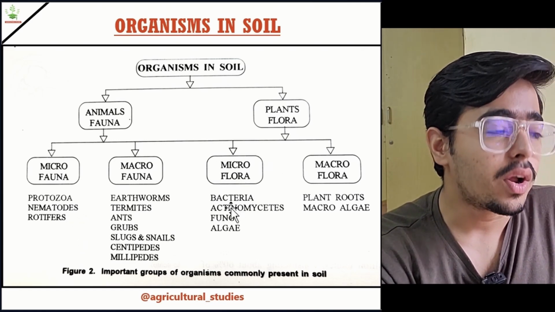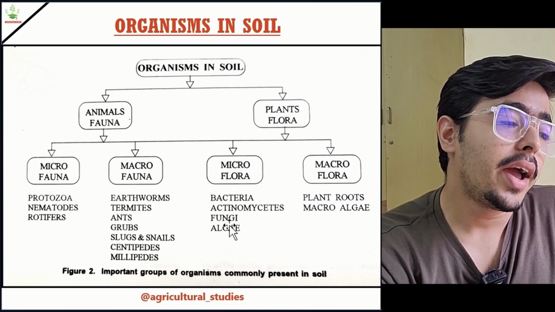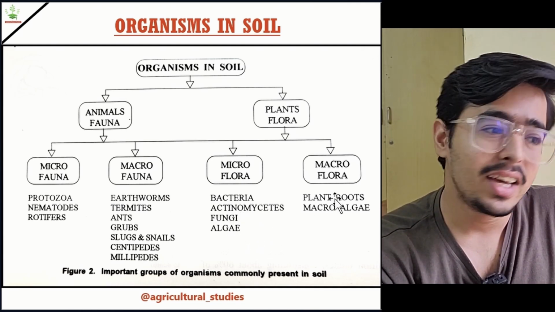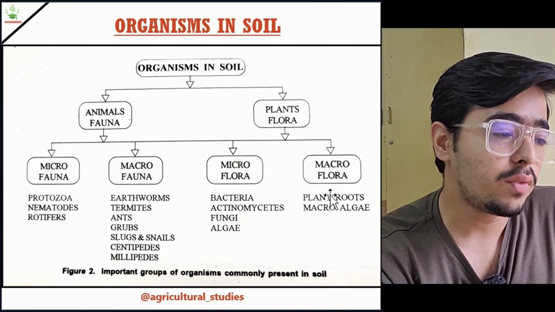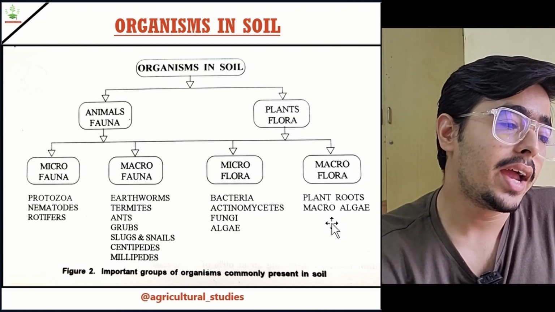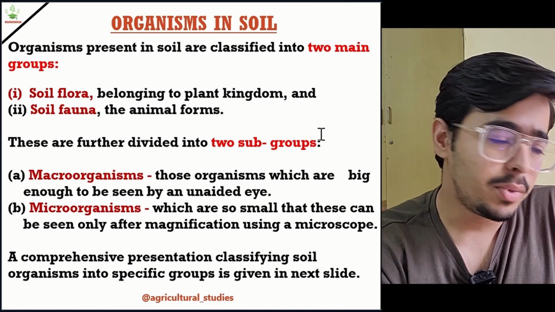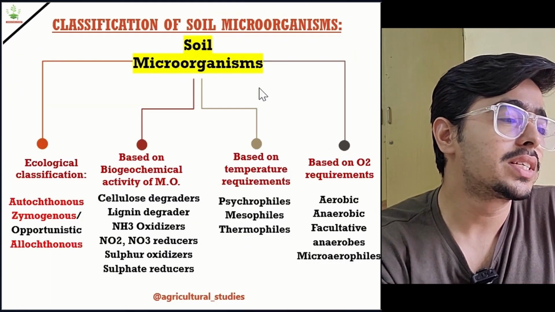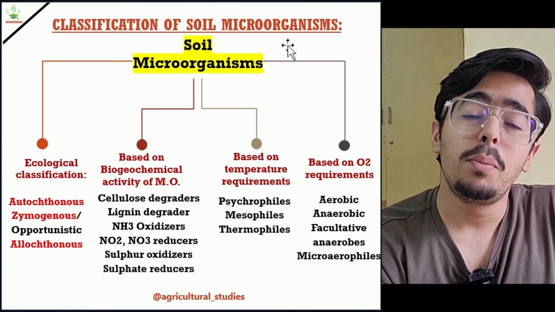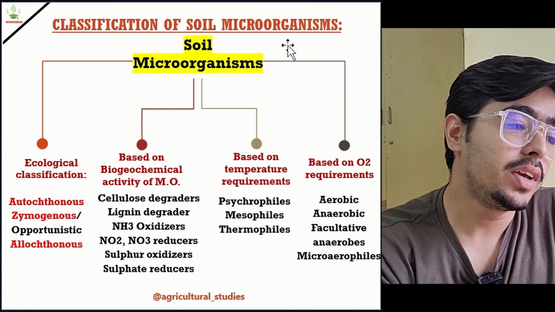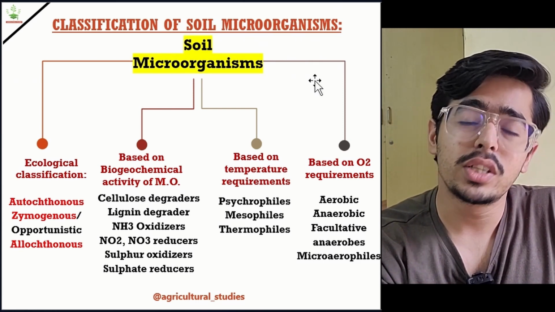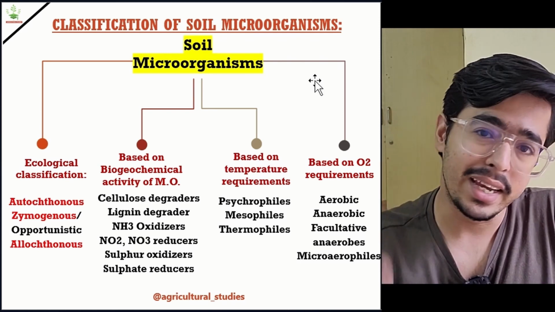Whereas in the microflora, there are bacteria, actinomycetes, fungi, and algae. And in macroflora, there are plant roots and macroalgae. This is something that we have already discussed in the previous video. So in this video, we will be discussing the classification of soil microorganisms. When we discuss soil microorganisms, that means they are not visible with the naked eyes, right?